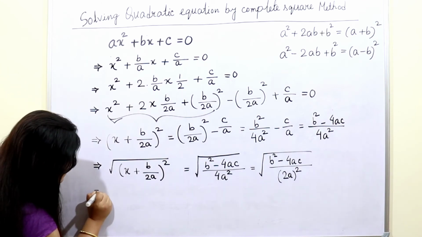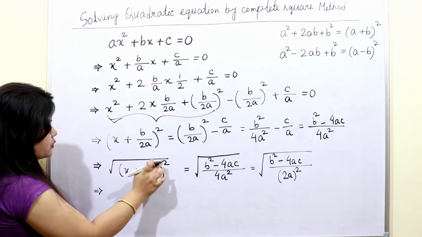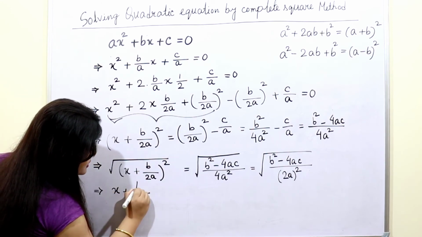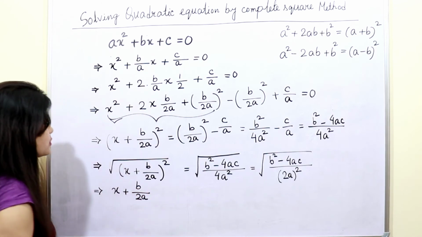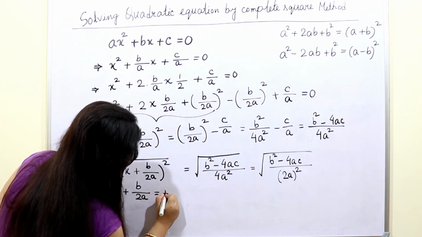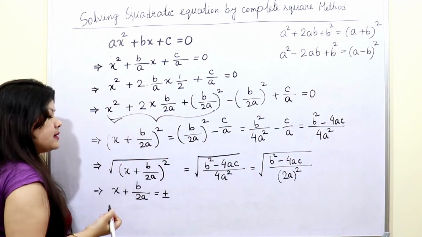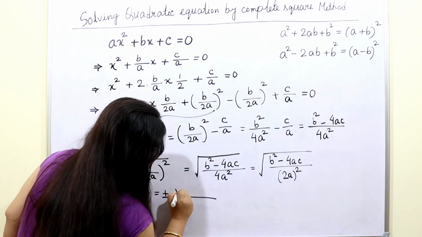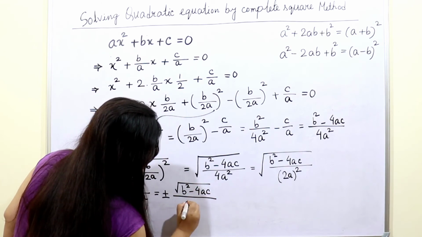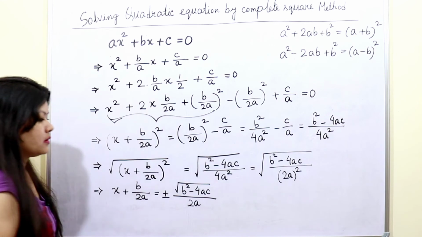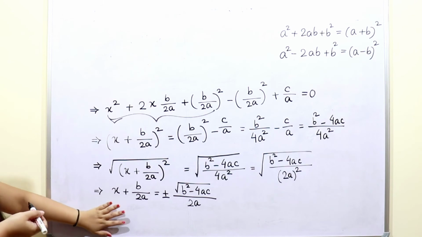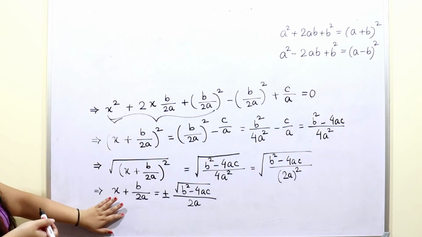Now this is square root and it has square. So after taking the square root, the value is equal to x plus b by 2a, and in the right hand side it will be plus minus root over b square minus 4ac divided by 2a. We can get these values. Now we can simplify these values.